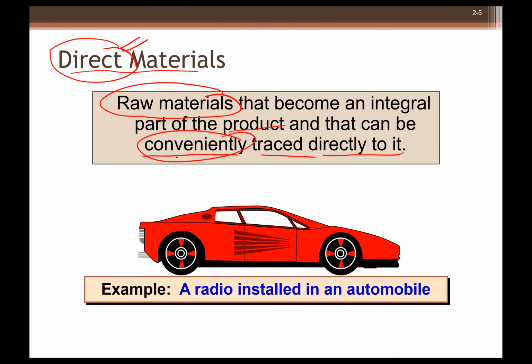So in this example of an automobile, what would you think is the direct material? Number one example is a radio installed, right? Can you conveniently find out its price or its value, right? What about the others? Can you give an example?